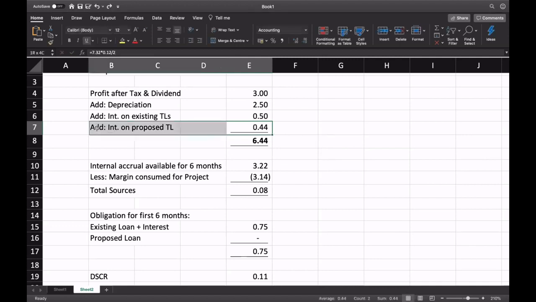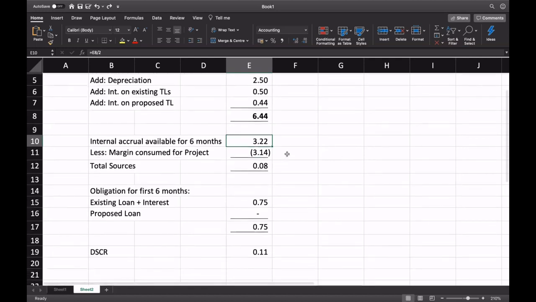Okay, so this 6 months interest would have been deducted while arriving at this profit after tax, so which ideally we should add back now. Okay, so it makes sense to add back. So 6.44 is the annual position, and 6 months position this is.